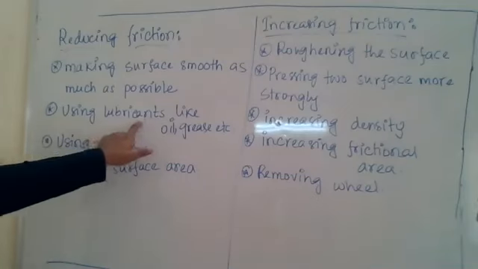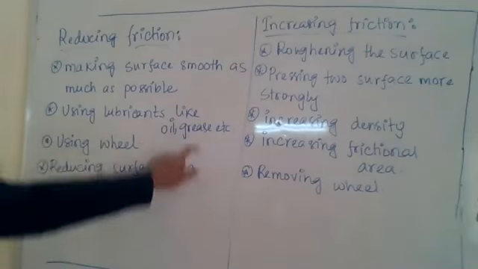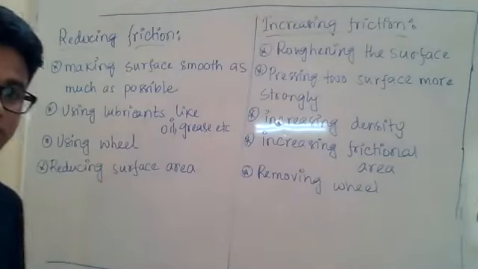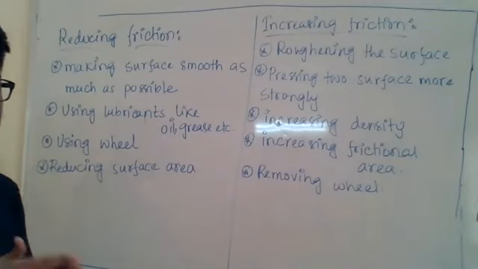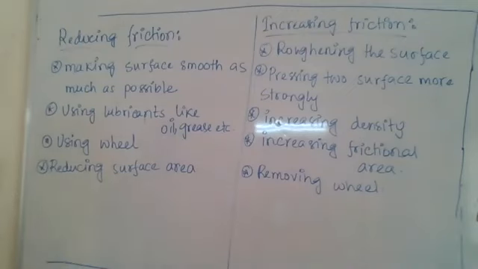Then using lubricants like oil and grease, which we can see in machineries. While a machine is running, you will notice that there is friction between different parts of the machine. Due to this friction, sometimes the machine breaks down, some parts break. So to avoid this friction, we use some oil or lubricant. As a result, the amount of friction is reduced and the parts can easily slide over each other.